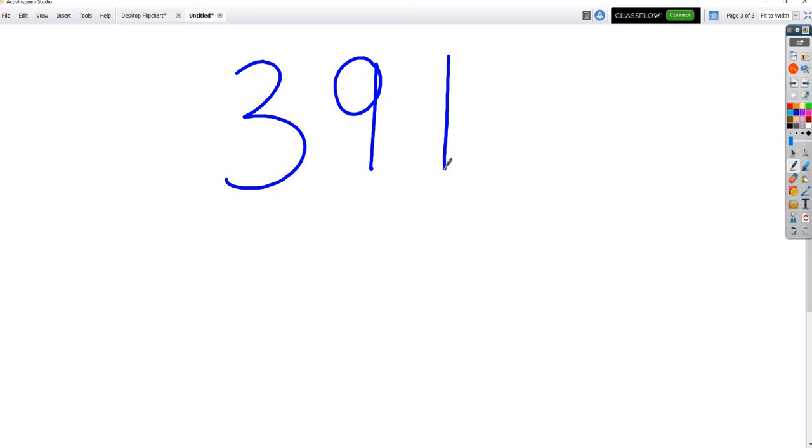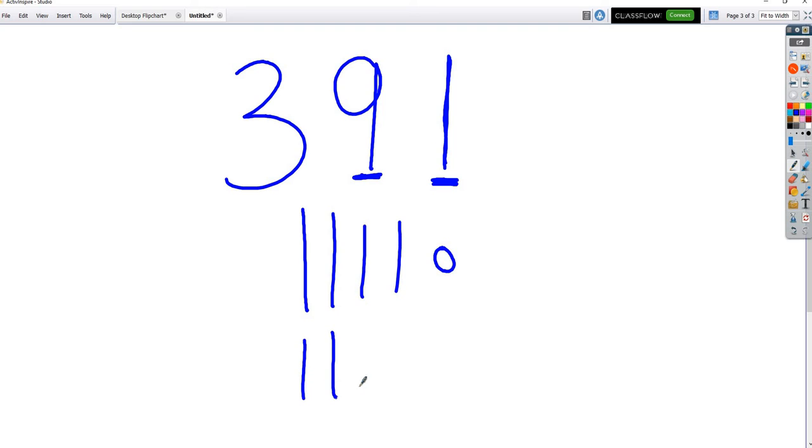Okay. Let's see if we can build this number. Now we know this part's easy because it's telling me I have 1 and it's in the 1 spot. So there's 1, 1. What is the 9 in? The 9 is in the 10 spot. So good. 10, 20, 30, 40, 50, 60, 70, 80, 90. I should have 9 of them. 1, 2, 3, 4, 5, 6, 7, 8, 9. Yep, I've got 9 tens.